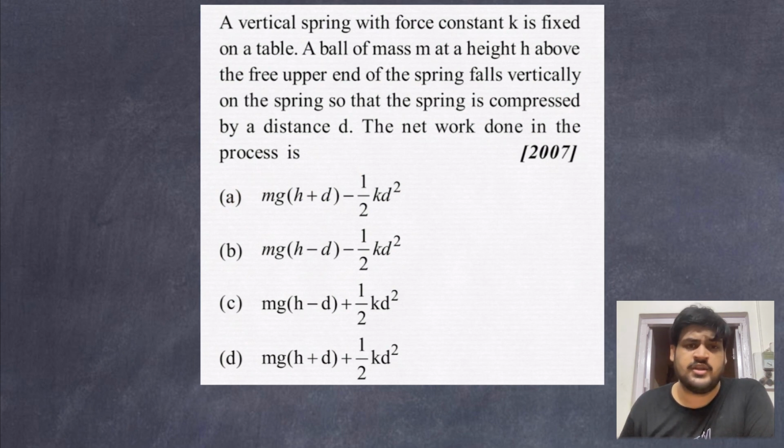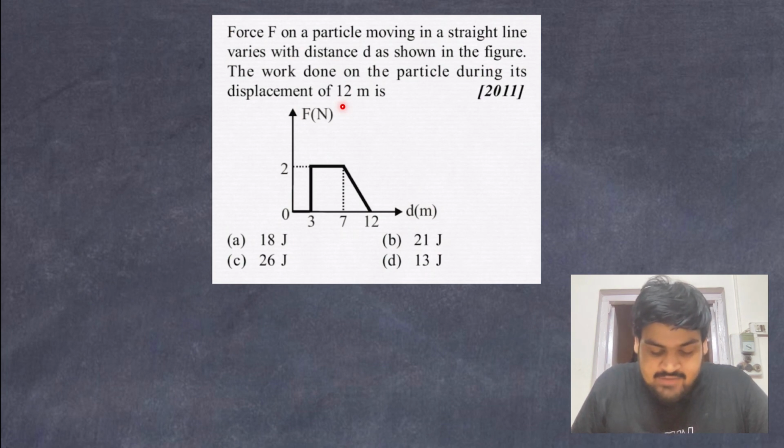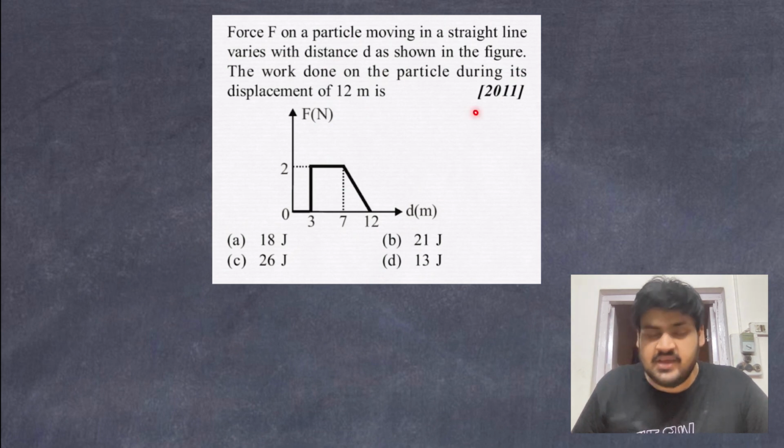Proceeding on to the next question. The force F on a particle moving in a straight line varies with distance d as shown in the figure. We need to find the work done during its displacement of 12 meter. It's again a very simple question from NEET 2011. These kinds of questions do come in the exam, so you need to be aware of the concepts asked. Let us see how you can solve this question.